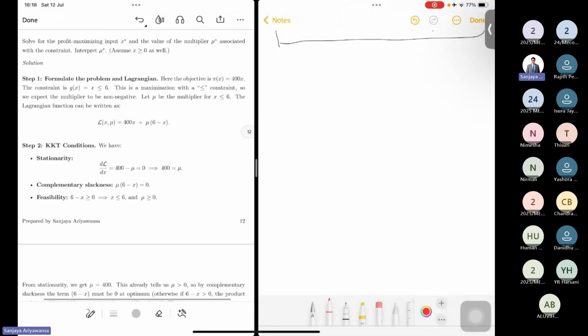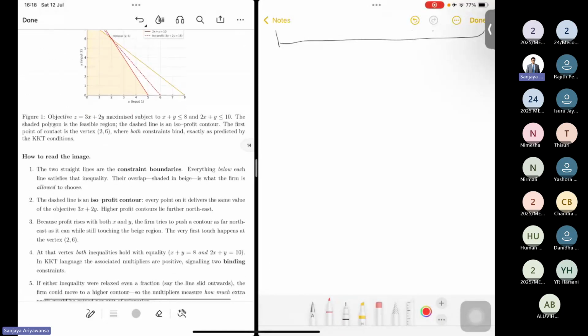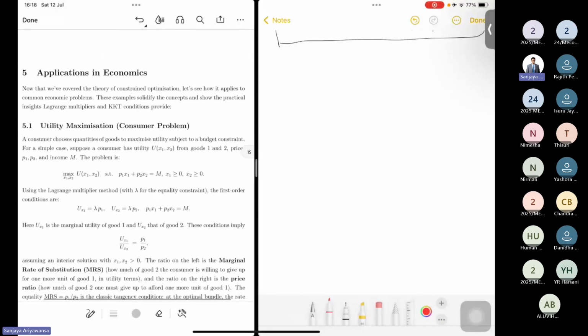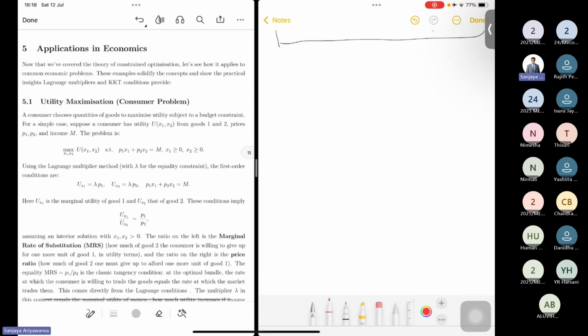And I've given a practice problem here as well, and a bit of a visualization of what's happening. But that section will not be tested in the exam. Just go through it for your knowledge.